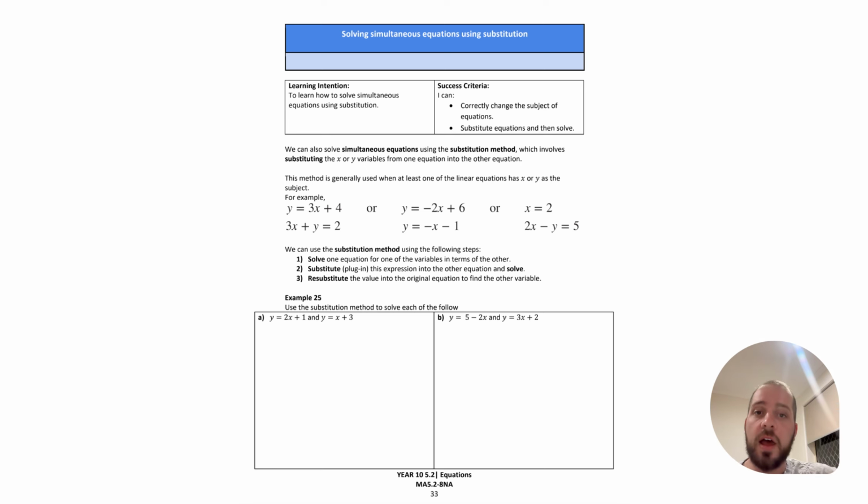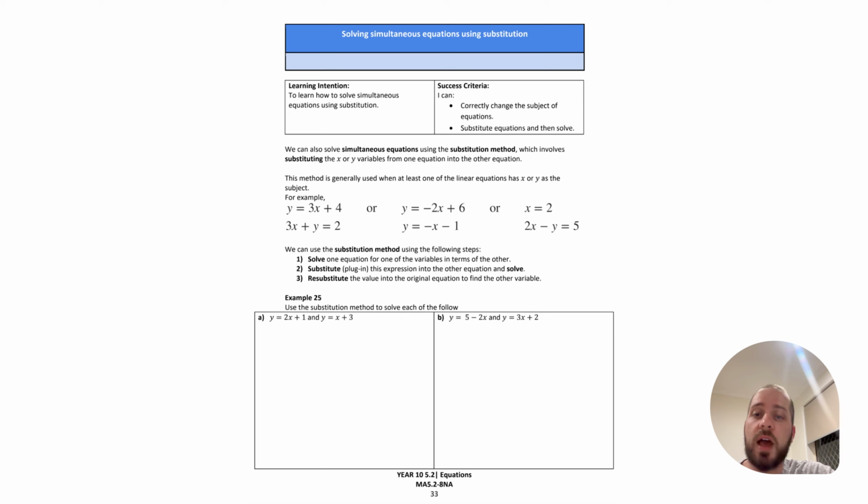So, starting now. Today's lesson, we're going to look at solving simultaneous equations using substitution. By the end of this lesson, I want you to be able to correctly change the subject of equations, substitute equations and then solve them.